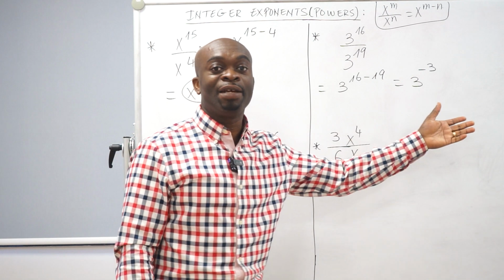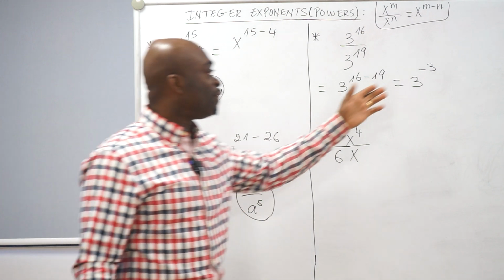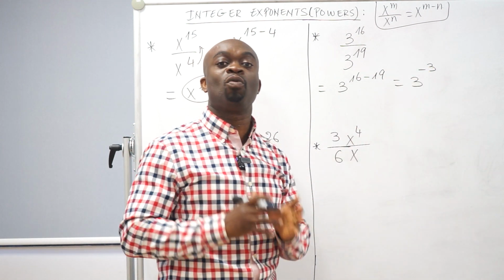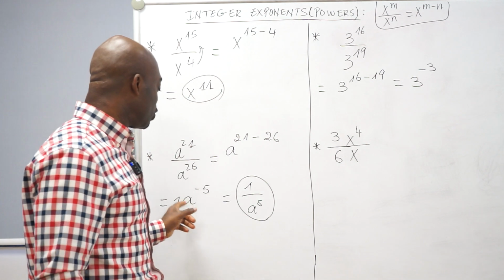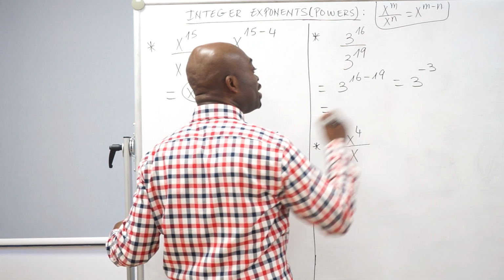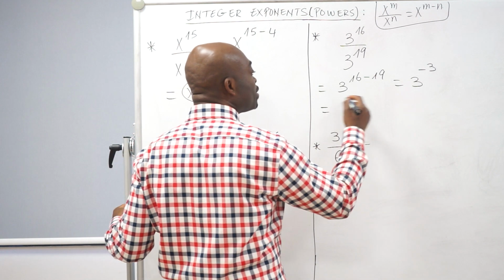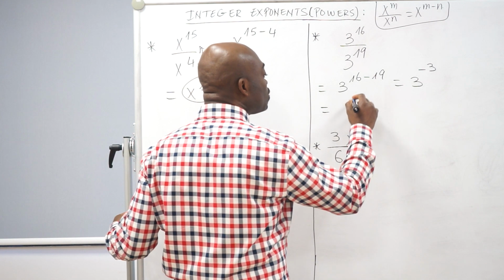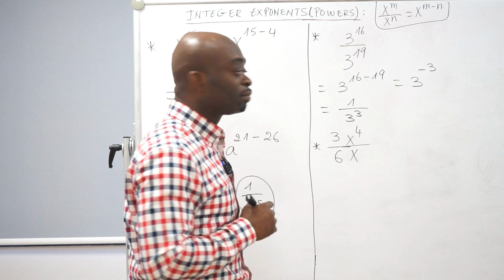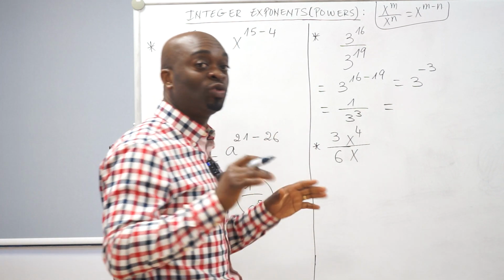Again, we cannot leave a negative power in the final answer, so we have to move it down. The whole base and the power move, and we treat the 3 as the base, so that becomes 1 over 3 to the power +3. Then we have to calculate 3 to the third power. We do not leave it as that.